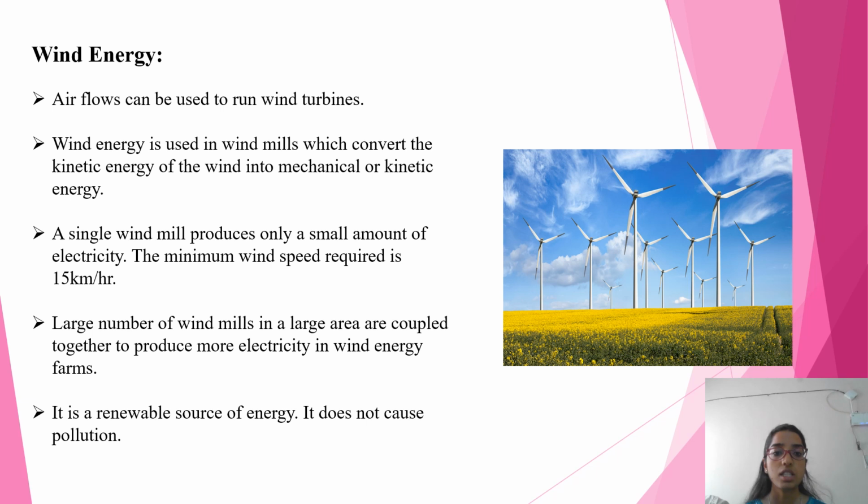Wind energy is used in windmills, which convert the kinetic energy of the wind into mechanical energy. A single windmill produces only a small amount of electricity. The minimum wind speed required is 15 km per hour. A large number of windmills in a large area are coupled together to produce more electricity in wind energy farms. It is a renewable source of energy and it does not cause pollution.